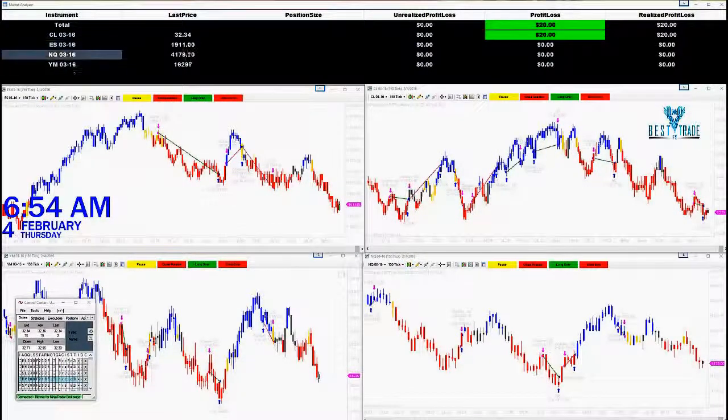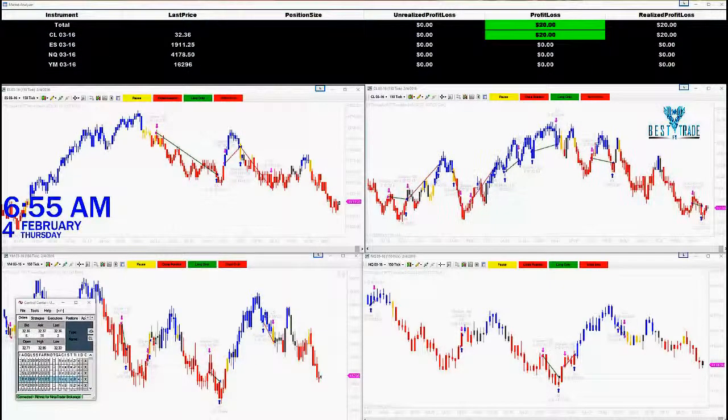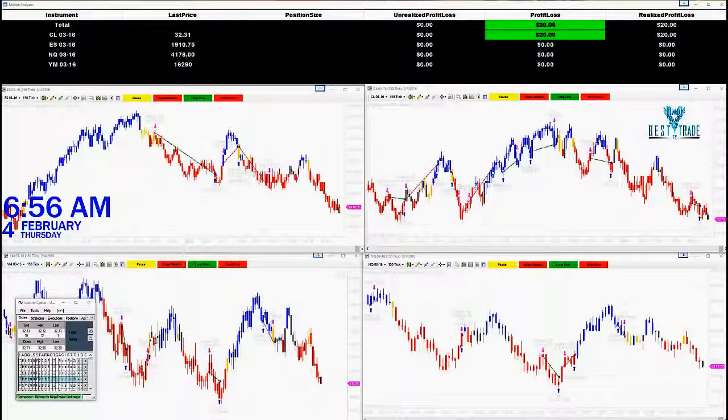Good day, everyone. Today is 6:55 a.m. and you can see the clock on the left corner and the date. And then we have the NinjaTrader controller and it is connected to the Rithmic NinjaTrader broker.